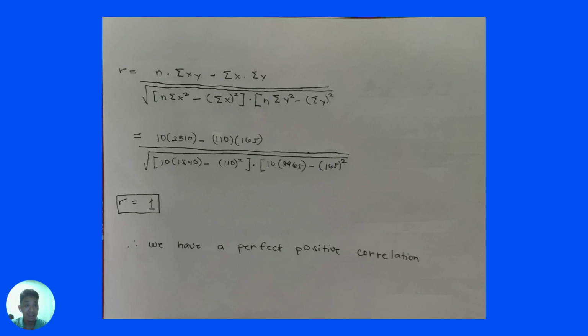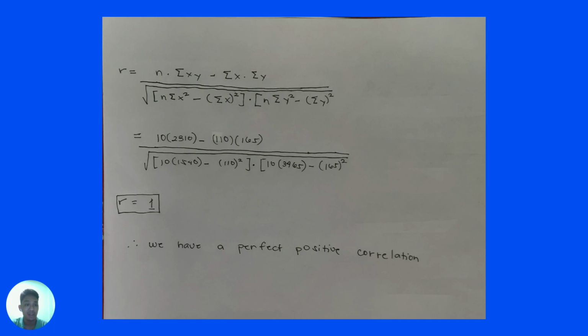So n is equal to 10, and the summation of xy is 2310, minus the summation of x, which is 110, times the summation of y, which is 165, all over the square root of 10 times 1540 minus 110 squared, times the quantity of 10 times 3465 minus 165 squared. Using our scientific calculator, this will automatically solve the equation and give us an R of 1. Therefore, we have a perfect positive correlation since our R is 1.